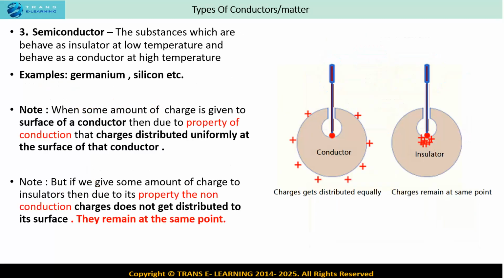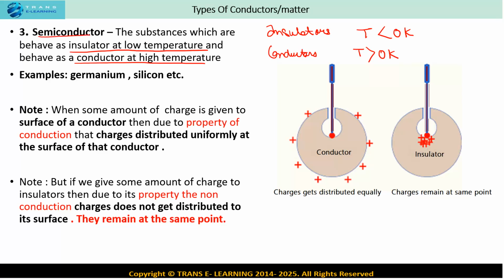Then we have the third type, semiconductors. Those substances which behave as insulators at low temperature and as conductors at high temperature. So the semiconductors behave as insulators when the temperature is 0 Kelvin, and they behave as conductors when the temperature exceeds 0 Kelvin. That means with increase in temperature, the conductivity of the semiconductors increases.